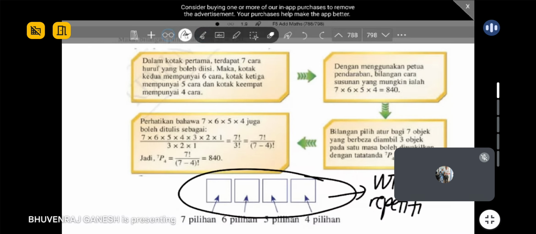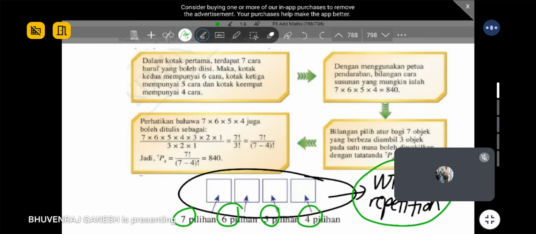Tanpa pengulangan means that the number will decrease. Jumlah dia akan berkurang. So what I mean by berkurang? Can you see here? 7, 6, 5, 4. The total keeps on decreasing. Jumlah semakin berkurang. So this is what we call without repetition. Tanpa pengulangan. Okay, guys, now I ask you all a question.